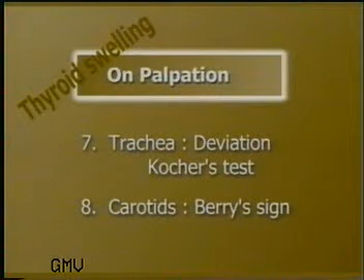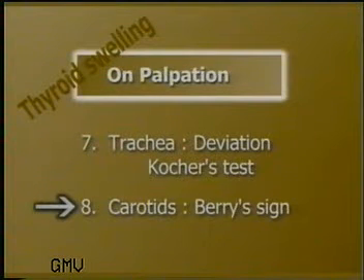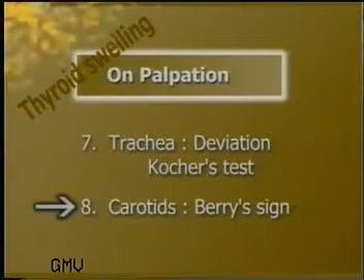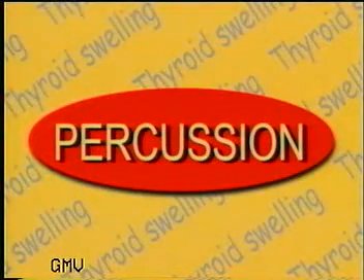Lastly, palpate the trachea and the carotids. Trace the trachea, look for deviation from the midline, and if goiter is large or bilateral, perform the Cocker's test. Lastly, palpate the carotids behind the posterior border of the swelling. Now let us proceed to percussion and auscultation.